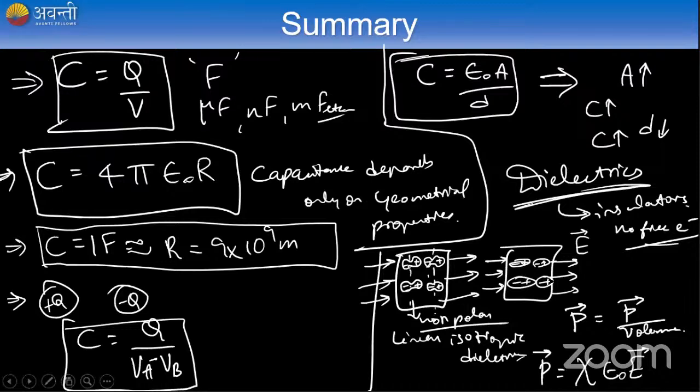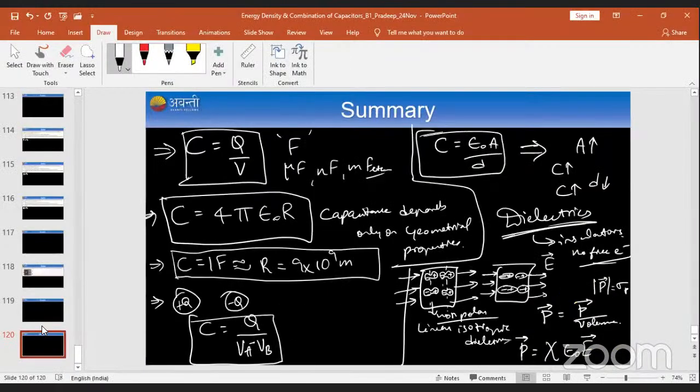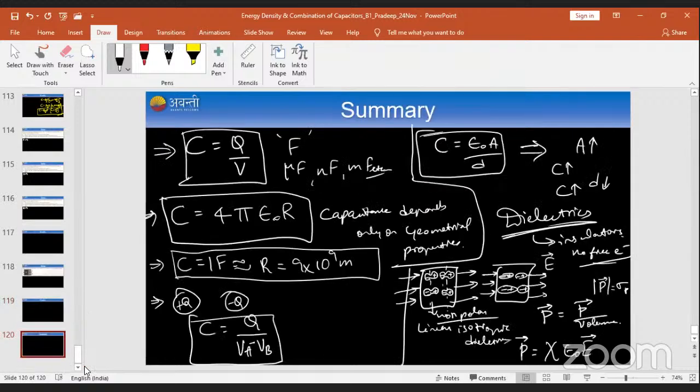Then we calculated the polarization vector. The magnitude of the polarization vector was nothing but sigma p, the surface charge density of these boundary charges. Then we discussed how the capacitance of the capacitor increases when a dielectric is introduced into a parallel plate capacitor. We solved a few problems, and this is the end of our capacitance, guys.